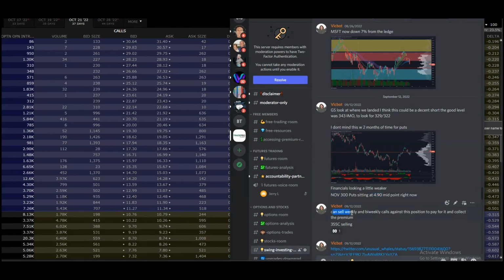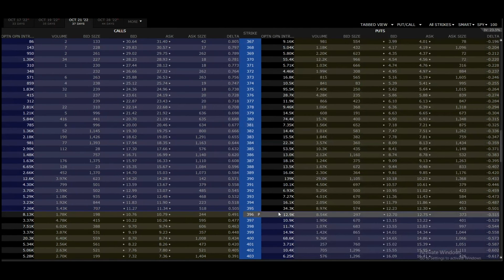Now, what I added to this, I'm going to sell weekly and bi-weekly calls against the position to pay for it and collect the premium, selling the 355 calls. Now, there are some risks because you're doubling down on the directionality of the position. If you sell calls and you buy puts, you're expecting price to go down necessarily. Even if it doesn't go down but stays stagnant into the expiration of the calls that you sold, you're still going to collect that premium, so you're not going to lose as much money. However, if the position goes against you, there is the risk of losing double that.